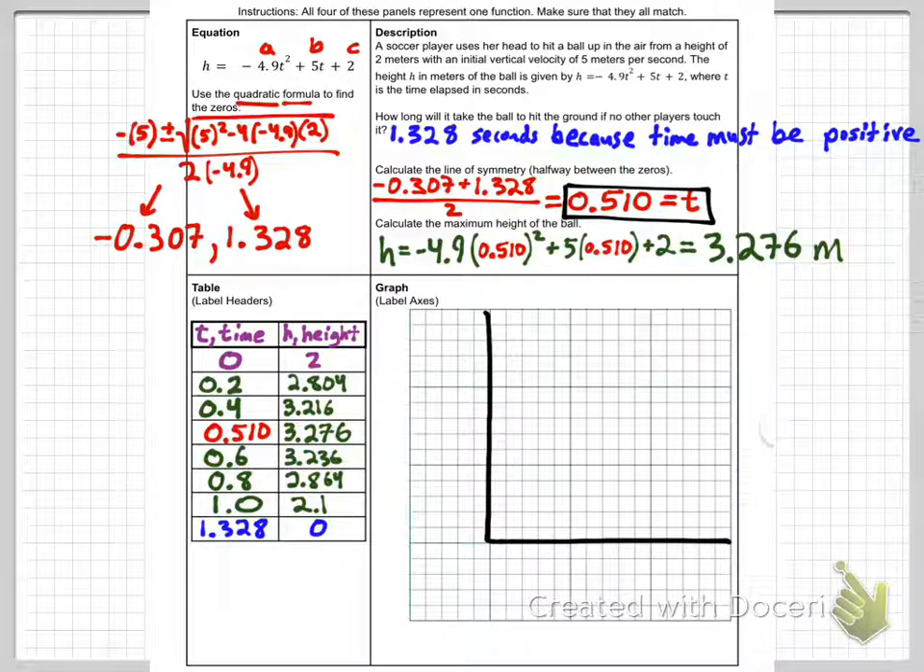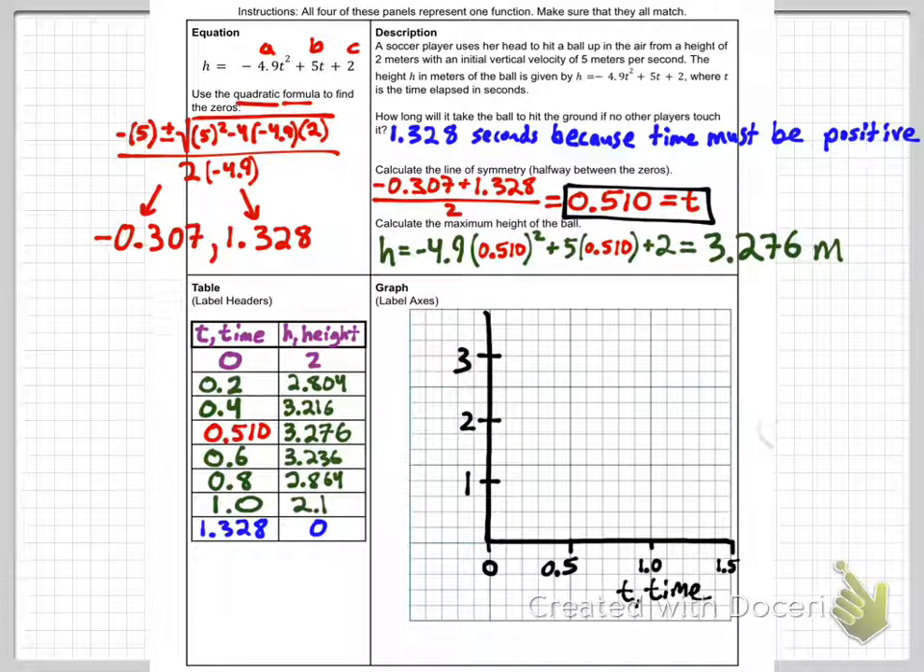For the graph, you want to write your axes, and we need to label our axes, and it's very important to look at, okay, what's the smallest time and the largest time? 1.328 is the largest time, so I know if I go from 0 to 1.5, that will fit the data, and the data will fill the graph very nicely from left to right. I wouldn't want to go somewhere large like 10 seconds, because then my graph will be all scrunched over to the left. Also, for the y-axis, I see that 0 is the lowest number, and 3.276 was the maximum.